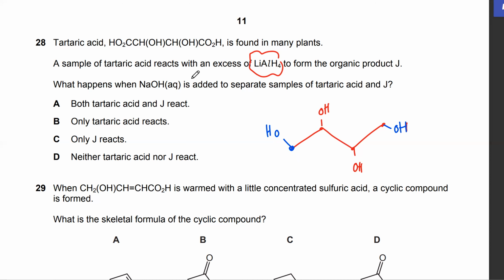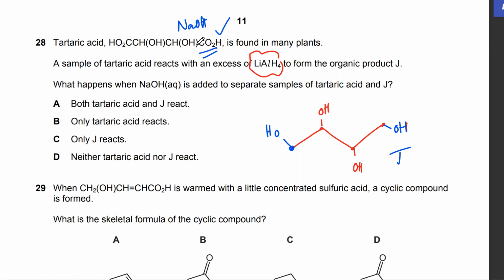Okay, so he's saying what happens when NaOH is added to separate samples of tartaric acid and J. So this is your J. So first, tartaric acid, NaOH, remember, will react with carboxylic acid. It's going to react with carboxylic acid.